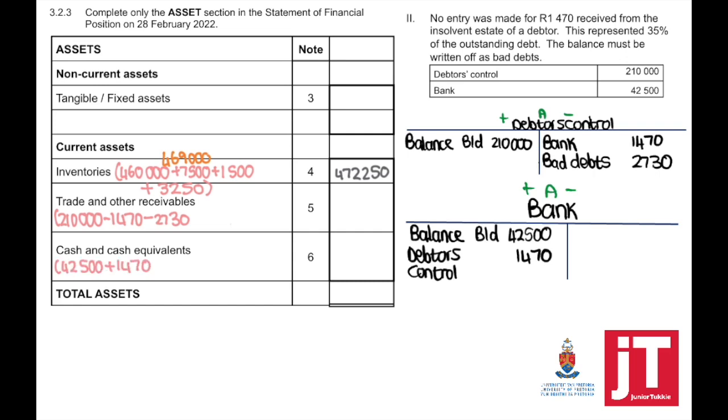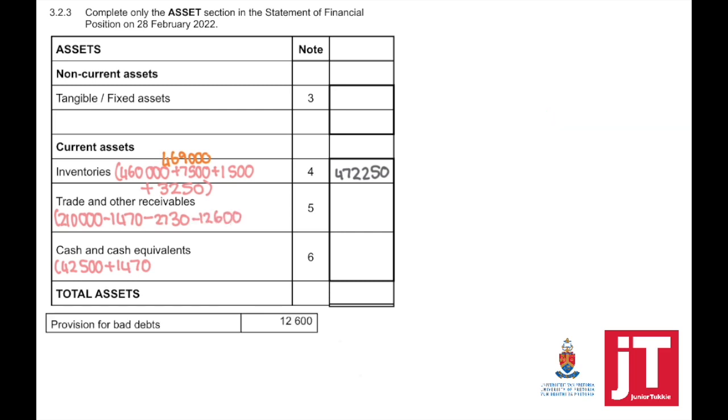In my cash and cash equivalents, we start with the balance, 42,500 plus the amount that we've received. Provision for bad debts must be subtracted from your trade debtors, so this must go to your trade and other receivables minus 2,600. Please remember, it was the provision for bad debts adjustment, which was incorrectly recorded as an income instead of the expense. That has nothing to do with this balance of 12,600.